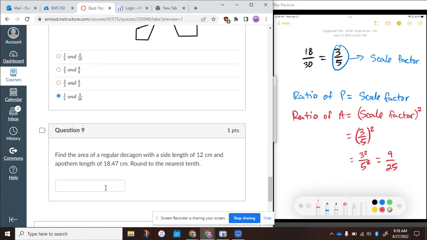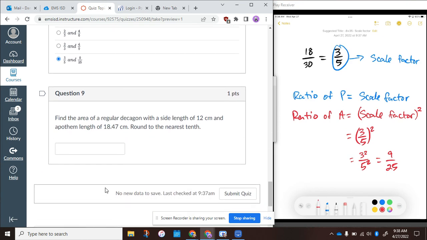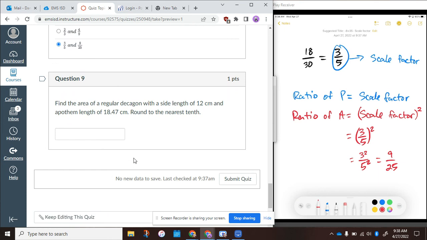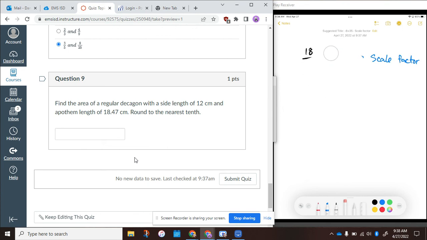Our final question, number 9. Find the area. This is another one of those area questions. Find the area of a regular decagon with a side length of 12 and an apothem of 18.47. All right, let's see this here.